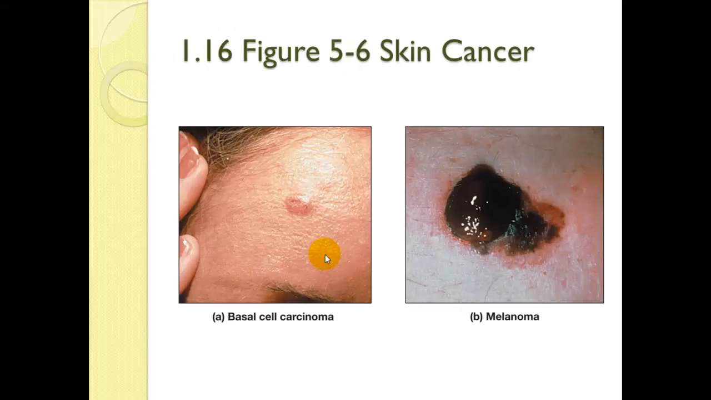And these are different types. This right here is a basal cell carcinoma, and then this is a melanoma, which, if you had a bunch of those on your skin, very easily you would go get that checked out. That just doesn't quite look right.